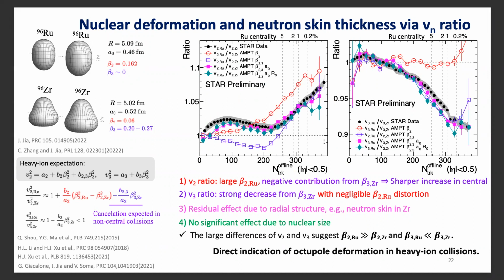In the most central regions, the V2 ratio is dominated by beta 2 and beta 3, and the V3 ratio is dominated by beta 3. So that's why, if we fit the ratio, we can see there is an increase in the central region and a decrease in the V3 ratio. But the neutron skin can enhance the ratio. That's because at fixed Woods-Saxon parameters, if the nucleus has a neutron skin, it is more smeared, so epsilon 2 is smaller than in the other nucleus without the large neutron skin.